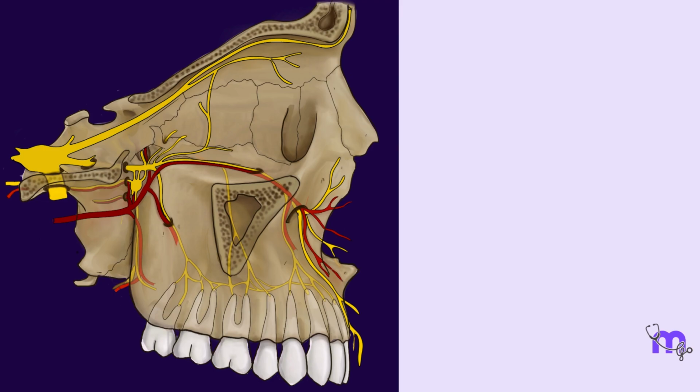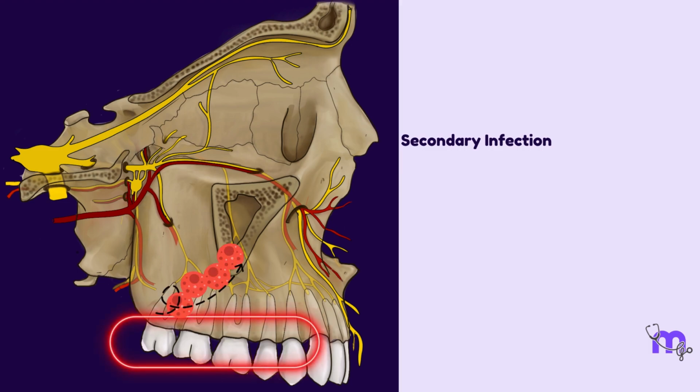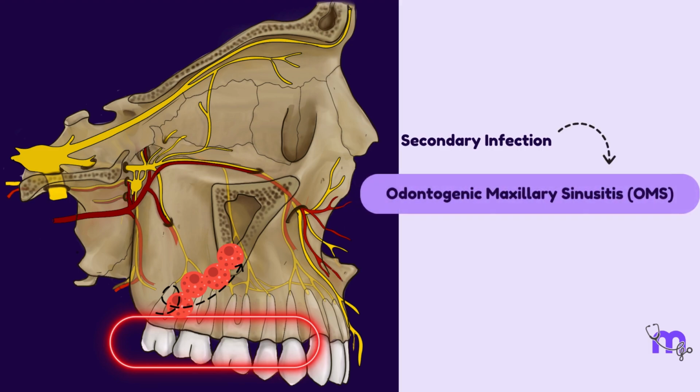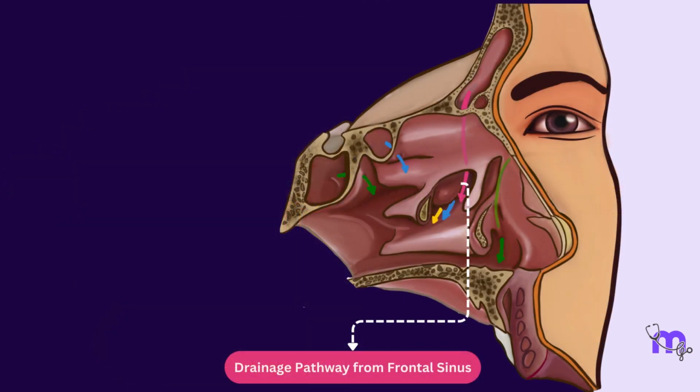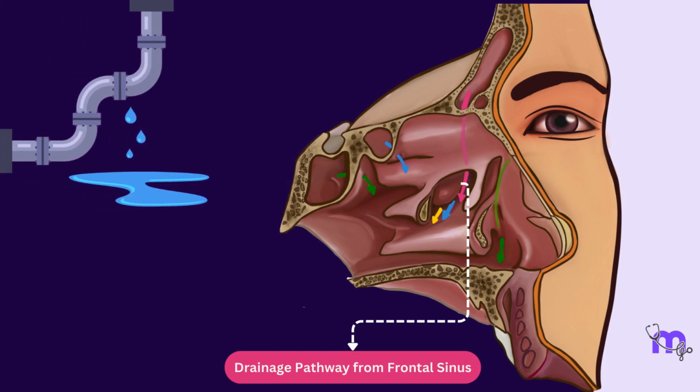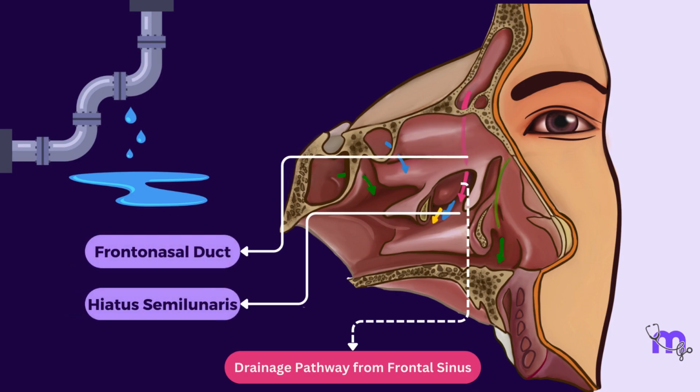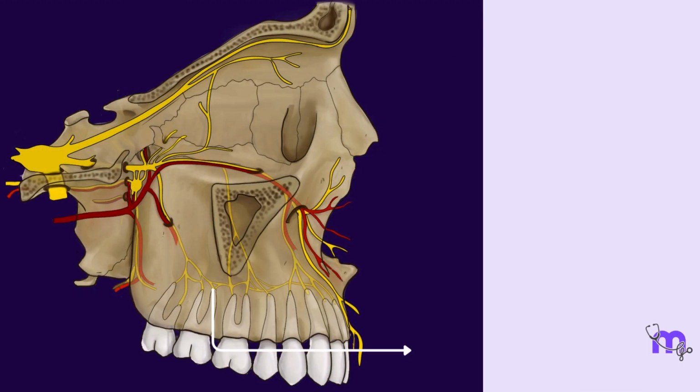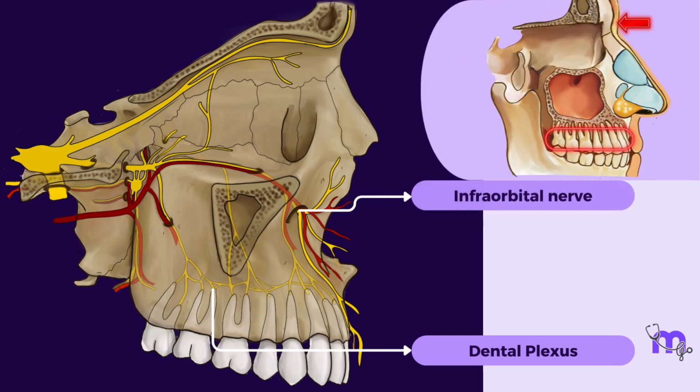If the sinusitis is a secondary infection caused by dental procedures or the spread of infections from carious upper premolar and molar teeth, it can be called odontogenic maxillary sinusitis or OMS. The maxillary sinus acts as a secondary reservoir for pus from the frontal air sinus, as it is the most dependent part, with pus draining through the frontonasal duct and hiatus semilunaris. The pain associated with maxillary sinusitis is often referred to the upper teeth and infraorbital skin due to the shared innervation by the maxillary nerve.